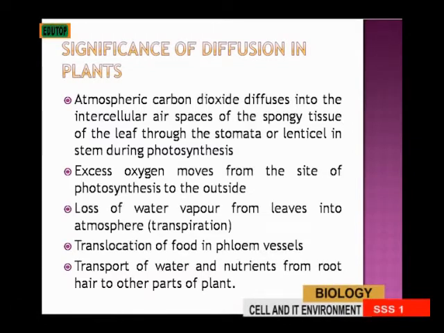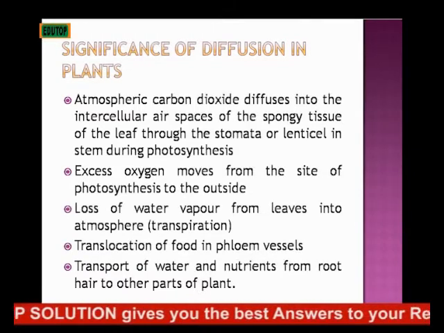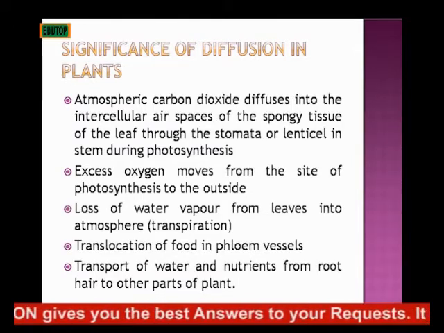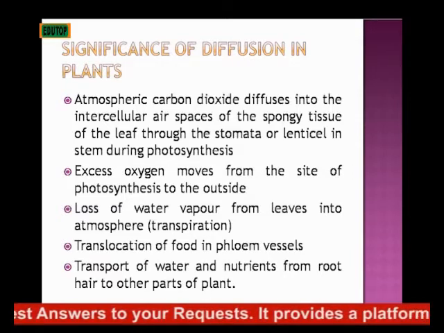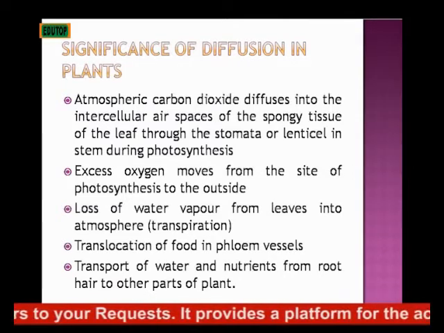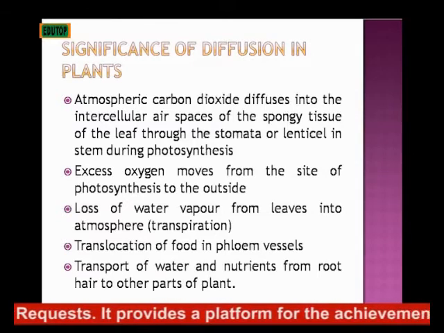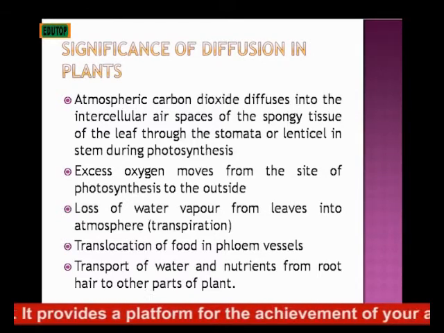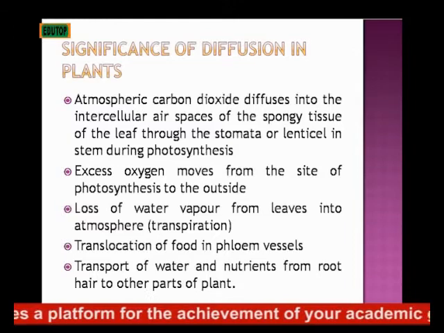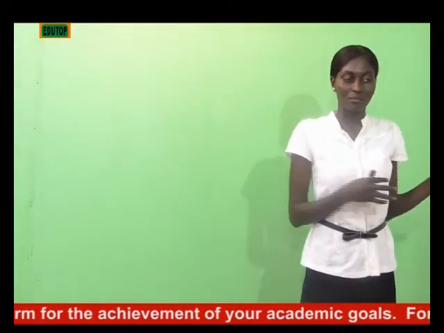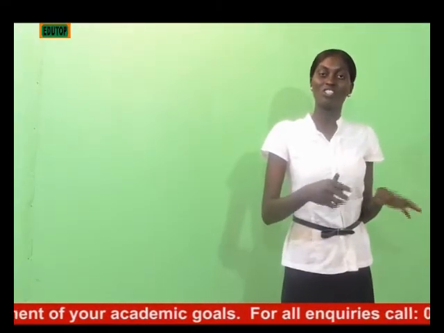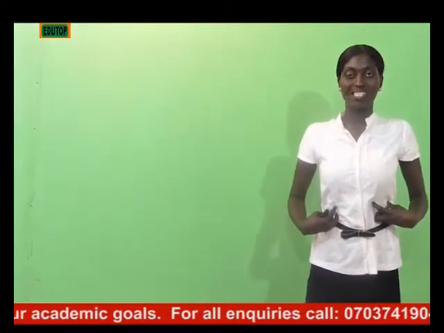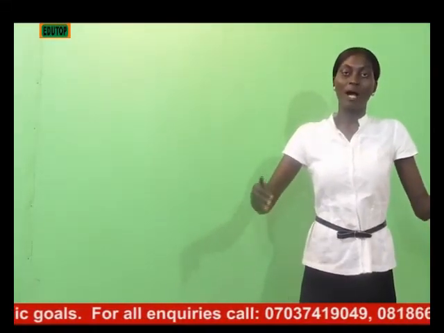Also, oxygen moves out from the site of photosynthesis to the outside of the plant. So diffusion has helped CO2 enter. CO2 is free in the atmosphere because that's what animals breathe out, while oxygen is what plants release. So the plant is able to transport oxygen from the photosynthesis site to the environment. However, CO2 is able to come in.